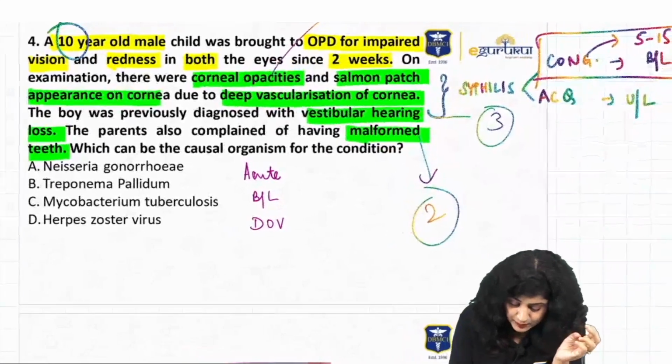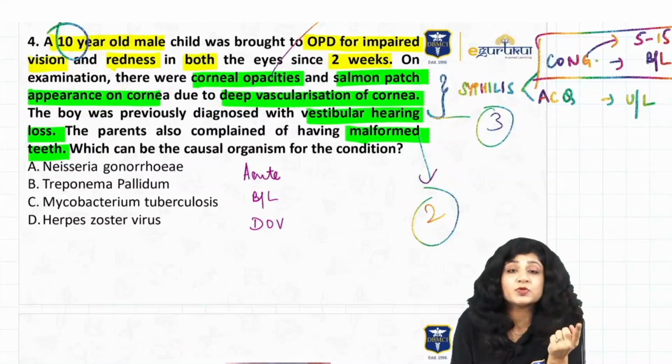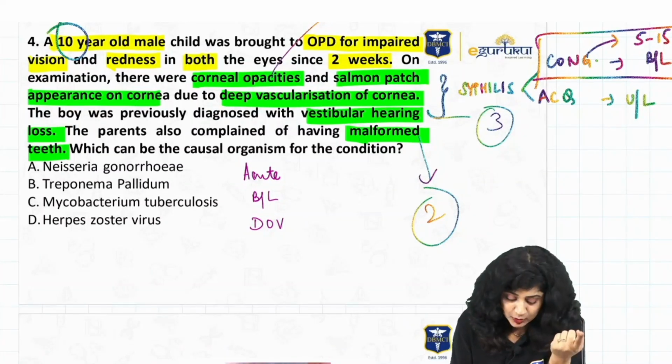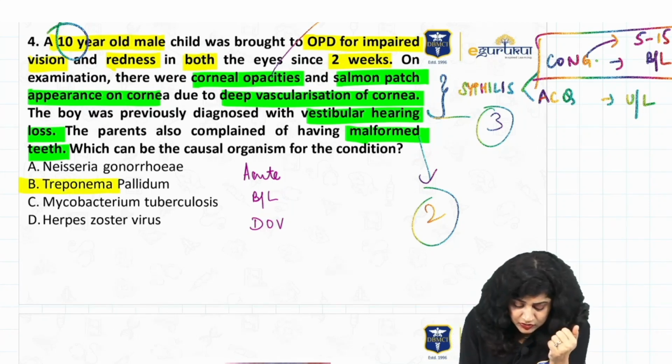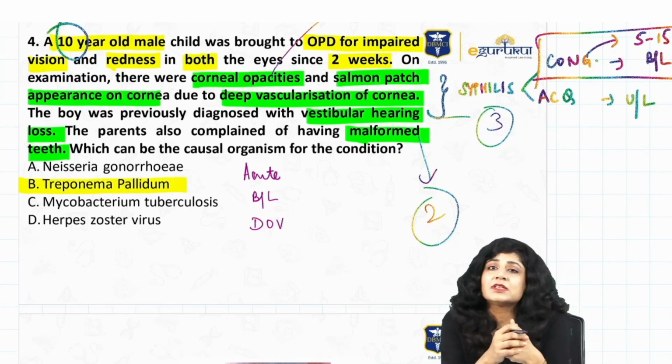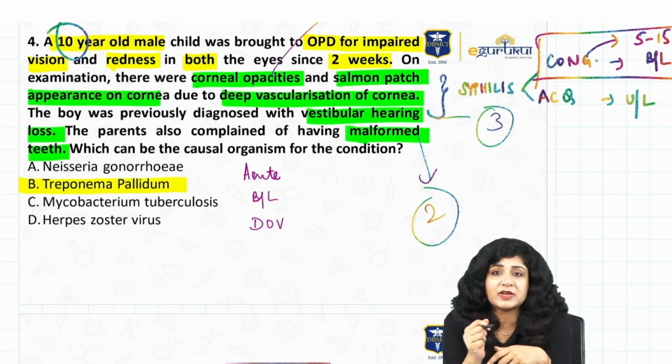So, the most probable answer to this question, what are the options they have given? Neisseria gonorrhoeae, Treponema pallidum, Mycobacterium tuberculosis or herpes zoster. So, it is Treponema pallidum because this is a very typical case of congenital syphilis. Now, I'll try to rule out the other options also.